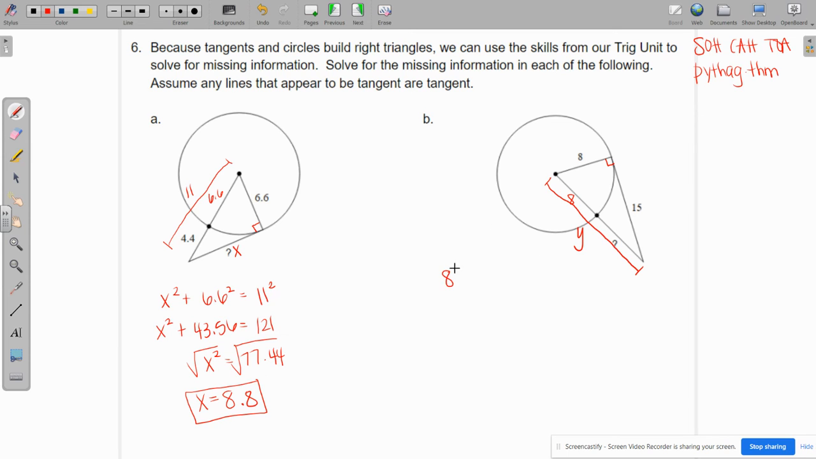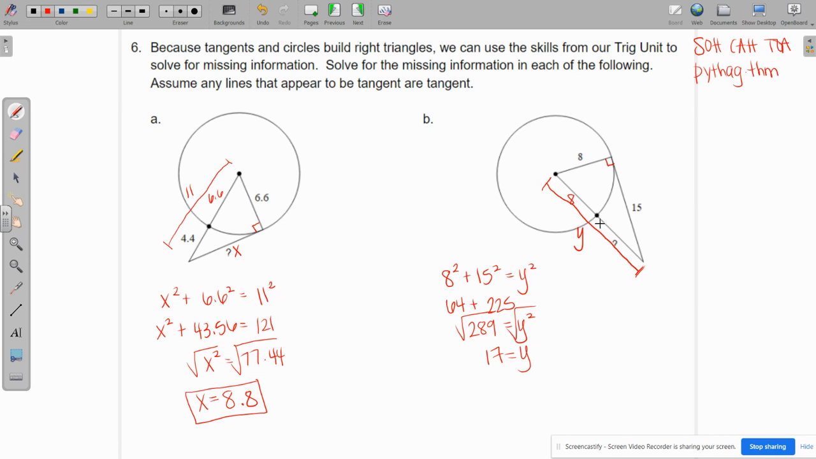Then we would know that 8 squared plus 15 squared should equal y squared because y is your hypotenuse. So 8 squared is 64 and 15 squared is 225. So if I add those together, that's 289 and that would equal y squared. So if we square root both sides, we would get that y is 17 units. That means this entire distance is 17.